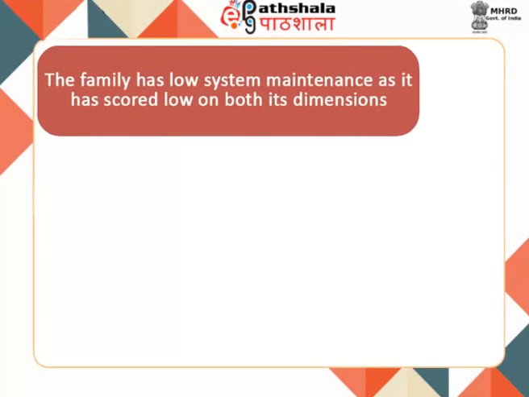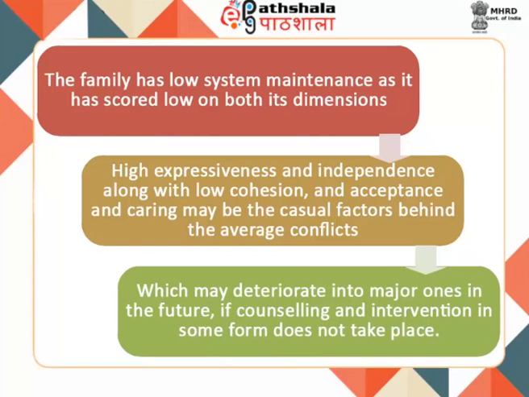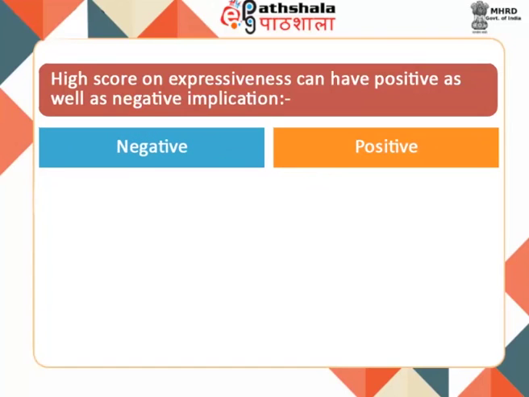So, the family has low system maintenance as it has scored low on both its dimensions, that is organization and control. High expressiveness and independence, along with low cohesion and acceptance and caring, may be the causal factors behind the average conflicts, which may deteriorate into major ones in the future if counseling and intervention in some form does not take place. High score on expressiveness can have positive as well as negative implication.